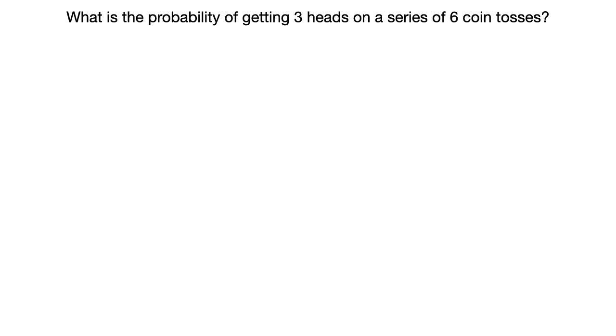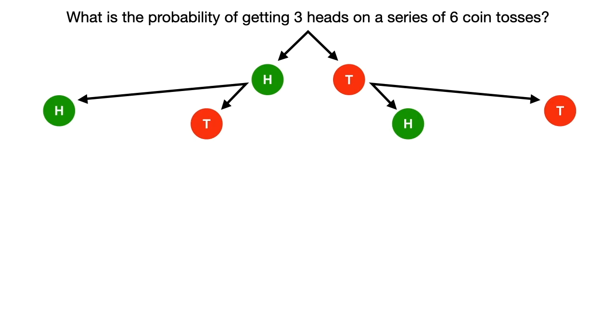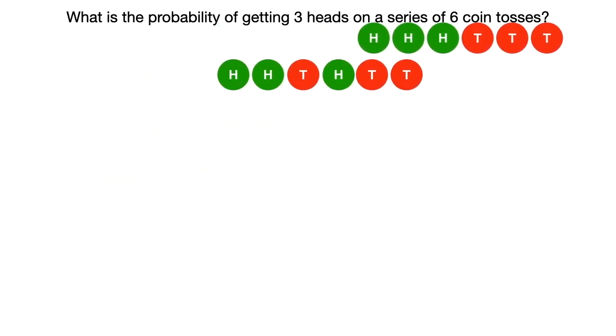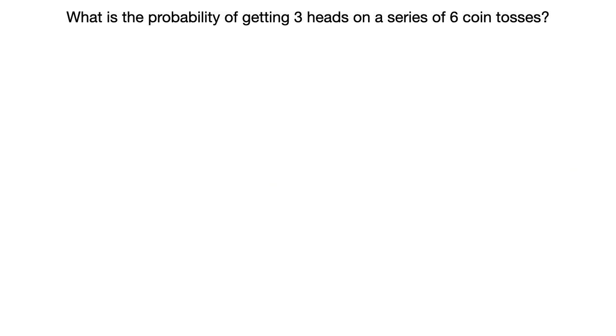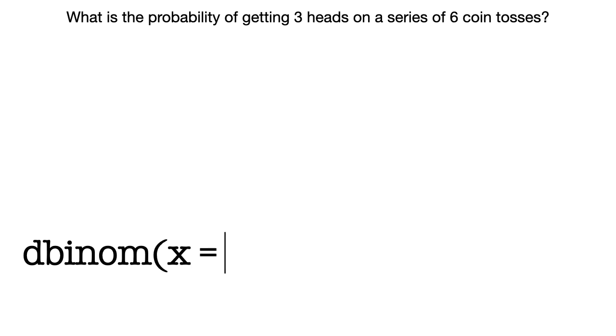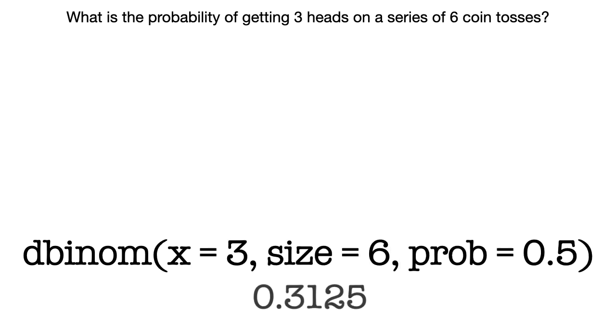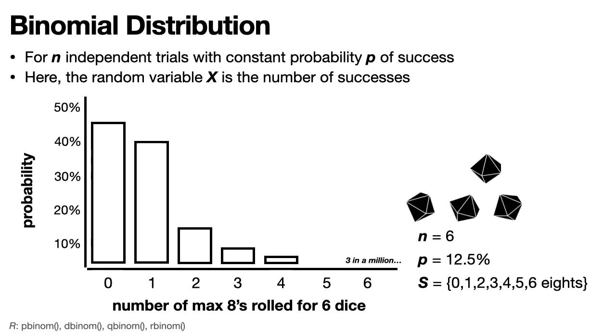Say I ask you to calculate the probability of getting 3 heads on a series of 6 coin tosses. Well, right now you might start drawing out your tree diagram, trial by trial, tediously multiplying and summing up the probabilities of each combination of 3 heads. But really, you don't have to do that. This is a binomial function, so we can go into R and apply the binomial function. We want the probability of 3 heads. We have 6 trials, and the probability of getting heads is 50%. So bam, the probability of getting 3 heads is 31%. You don't have to do tree diagrams for this.